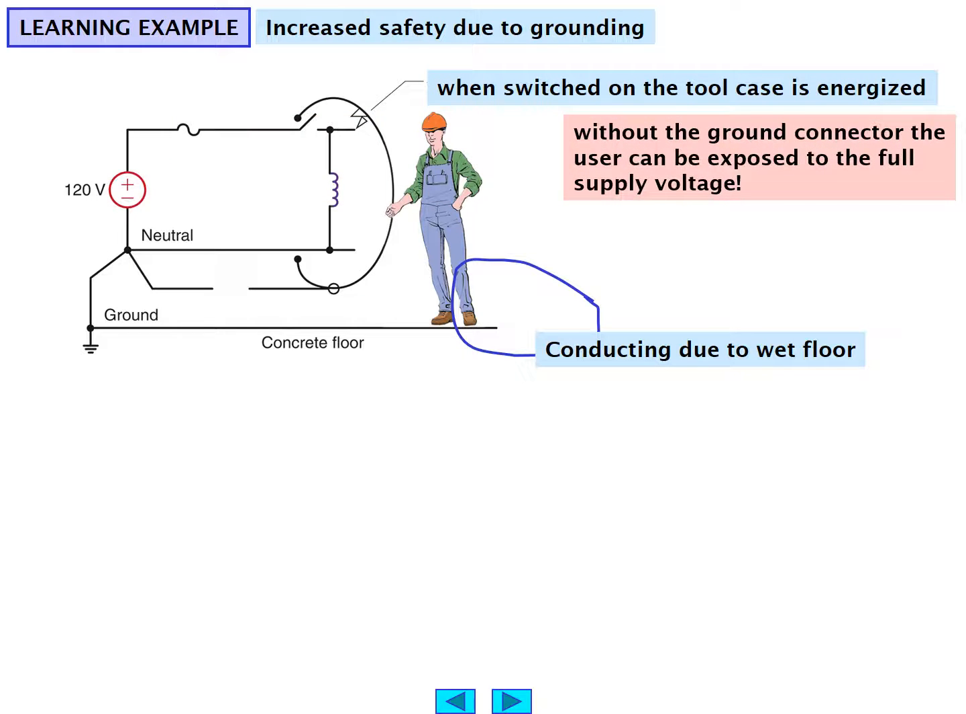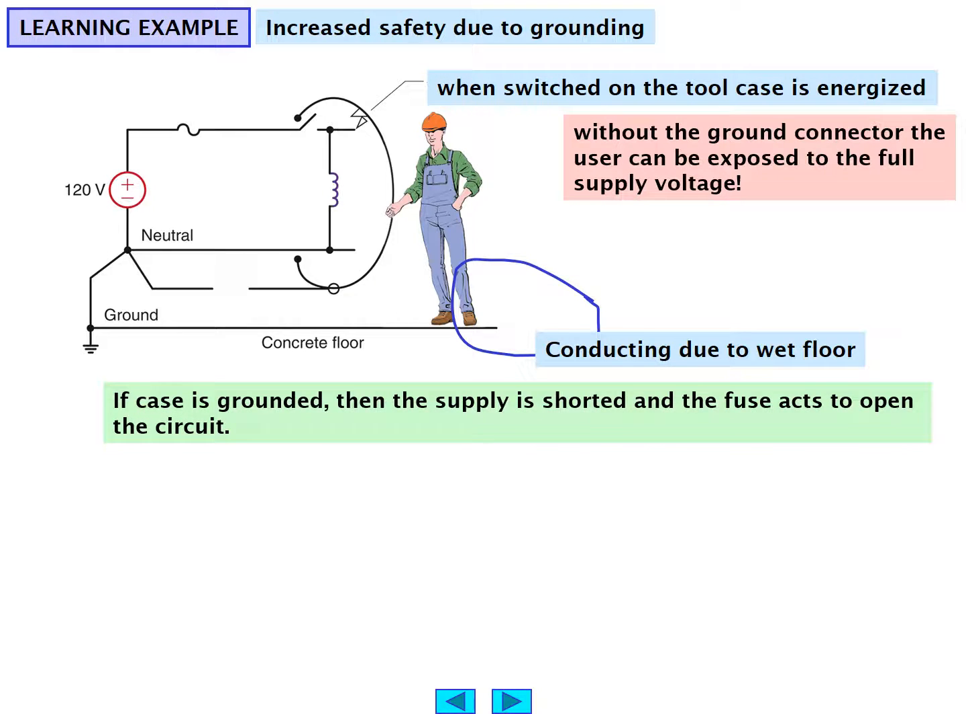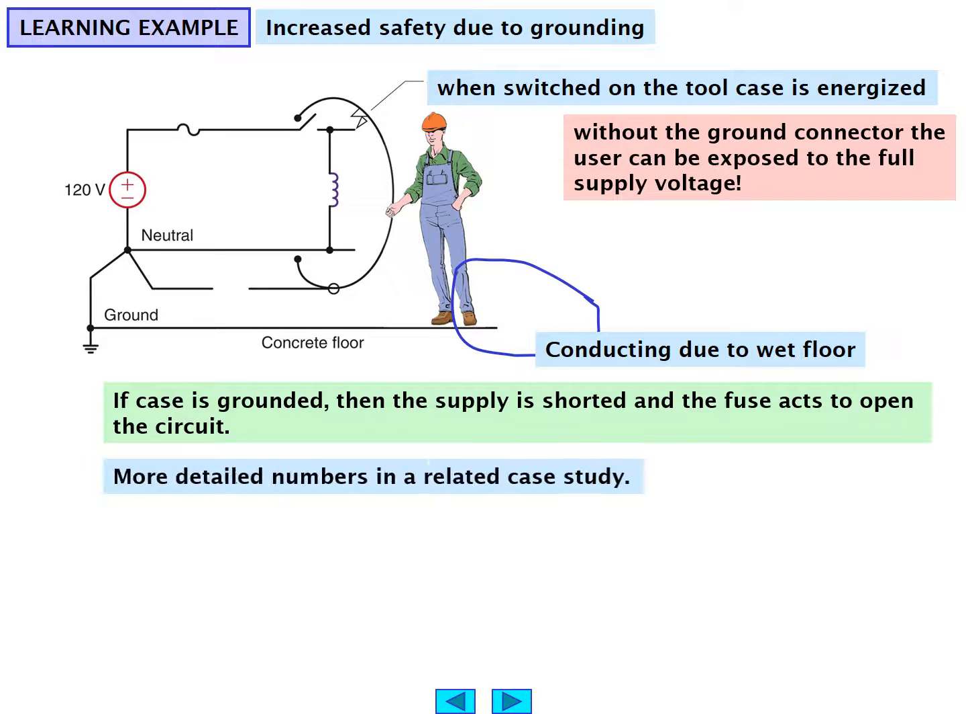Without the ground connection, the user can be exposed to the full line voltage due to the concrete or wet floor that the person is standing on. If the case is grounded, then the supply is shorted and the fuse acts to open the circuit as a result. The fuse is that little element on the upper left next to the power supply that sort of looks like a half sinusoidal waveform. That's the symbol for a fuse.